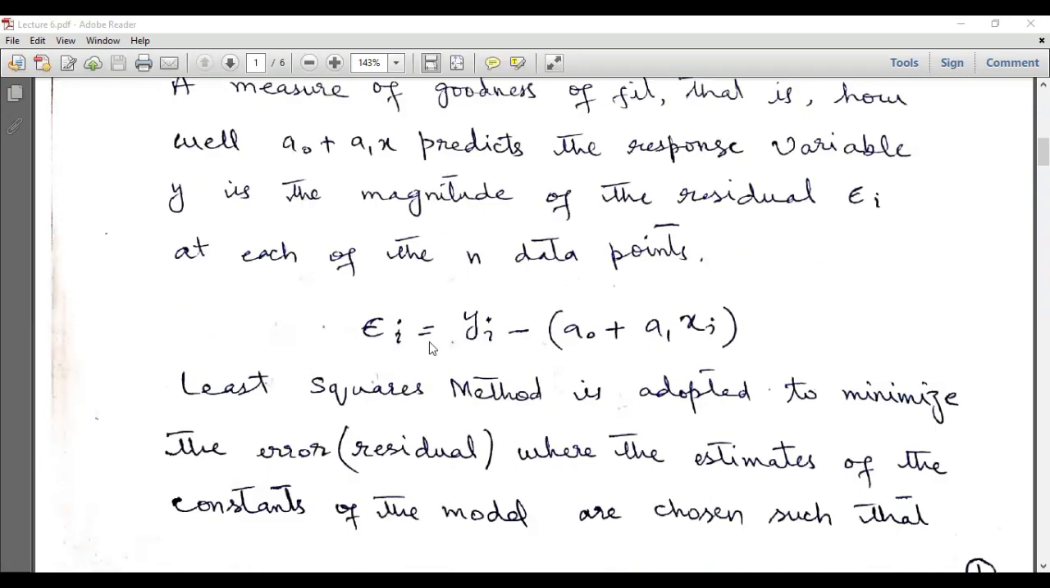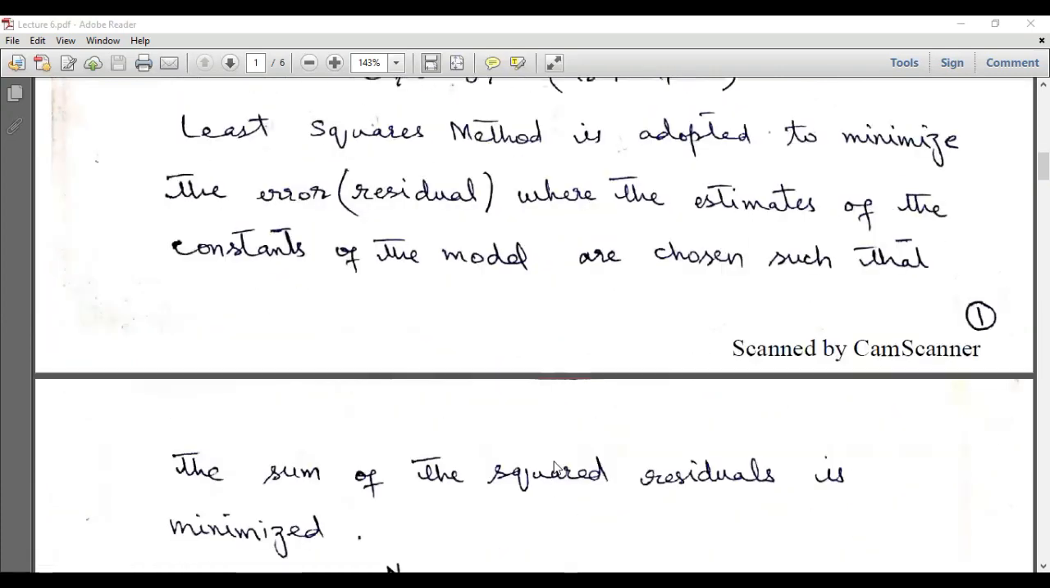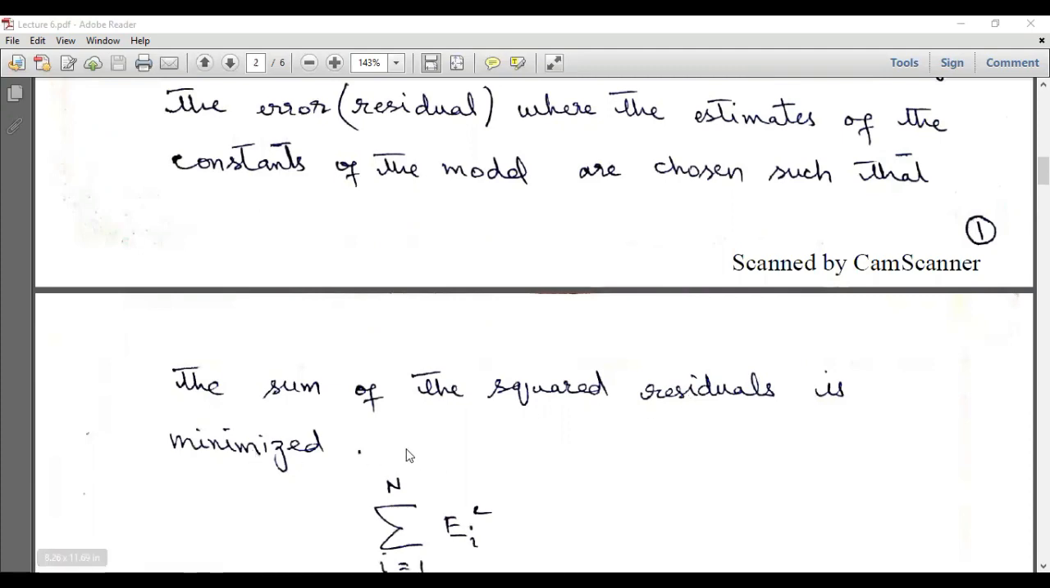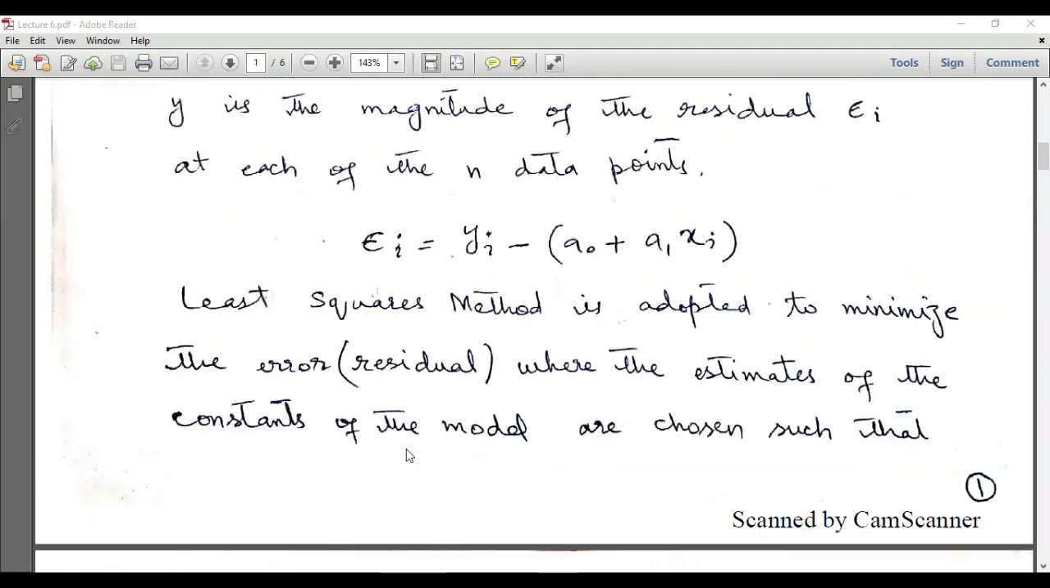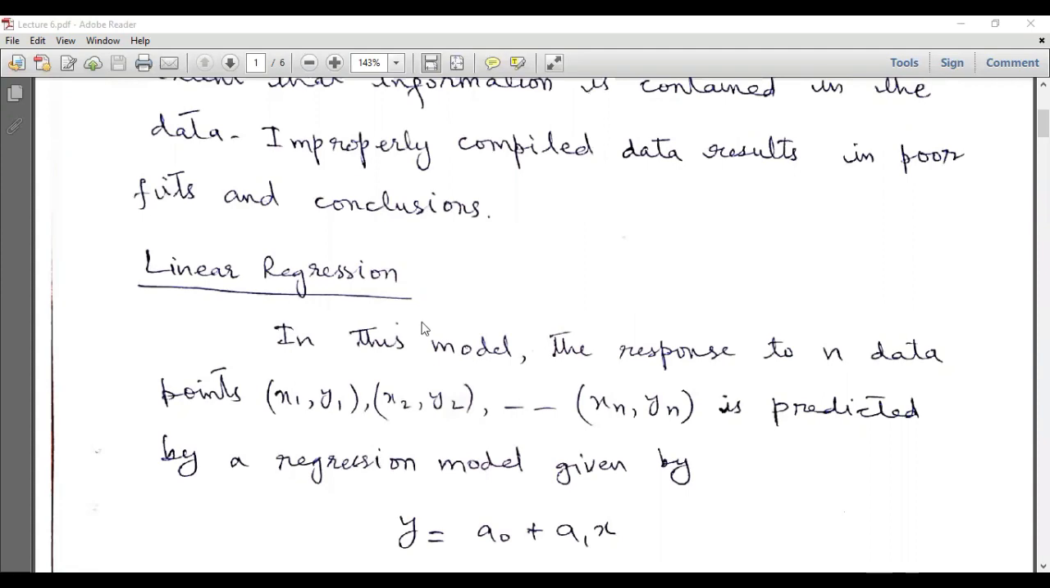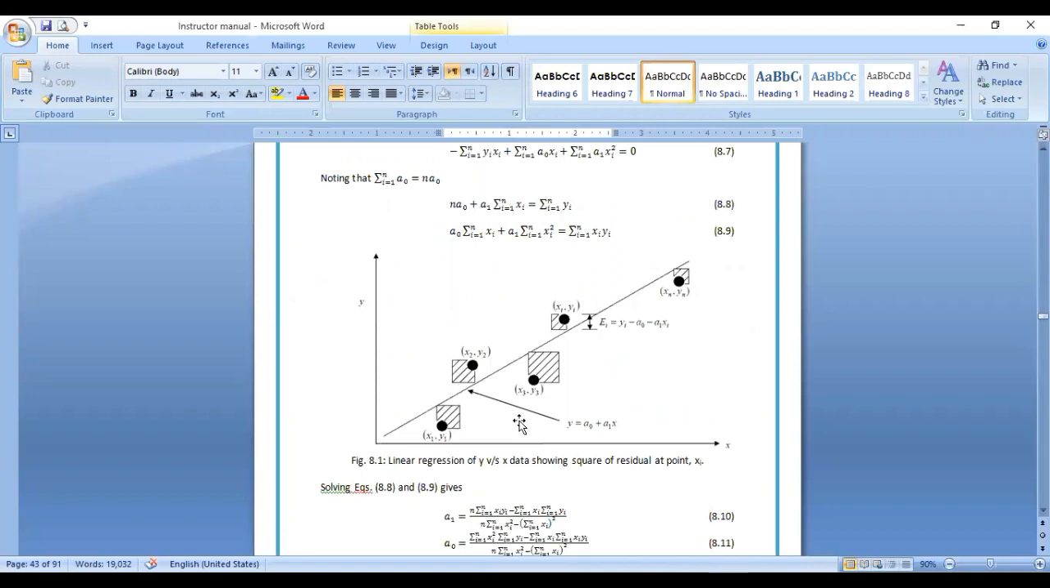So first method is to calculate the error between the experimental data and the mathematical model, and then we have to apply the least squares method. So we have to take the square of this residue, and the least squares method is actually adopted to minimize the error or residual, where the estimates of the constants of the model are chosen such that the sum of the squared residuals is minimized. Now, the reason behind evaluating the square of this residue is that if we don't take the square of these residues, then we may get wrong or improper results.